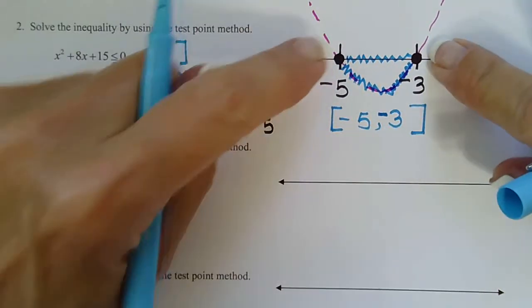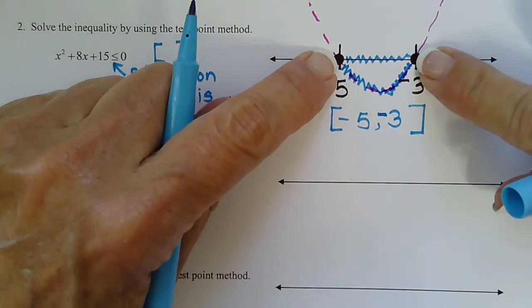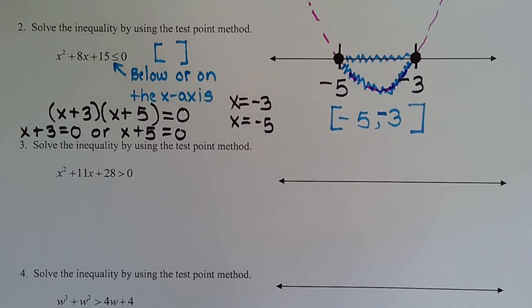Good thing I went back and re-explained that. I covered up my negative and forgot about it. So from -5 to -3 is when my parabola is below the x-axis. So I say you should turn off the video and try number 3 on your own. Then turn it back on and we can check our answers.